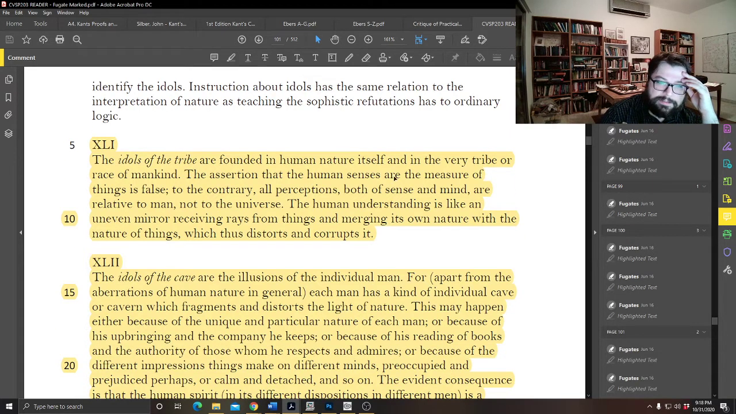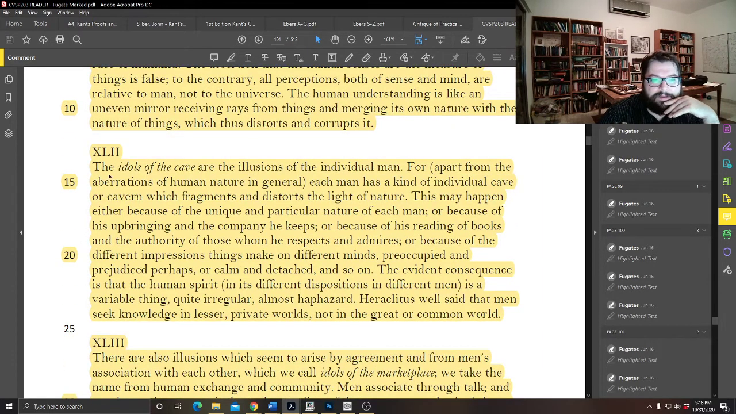The assertion that the human senses are the measure of things is false. To the contrary, all perceptions, both of sense and mind, are relative to man, not to the universe. Again, we've seen this. He said analogous to man, not to the universe before. The human understanding is like an uneven mirror receiving rays from things and merging its own nature with the nature of things, which thus distorts and corrupts it. So that's the idol of the tribe.